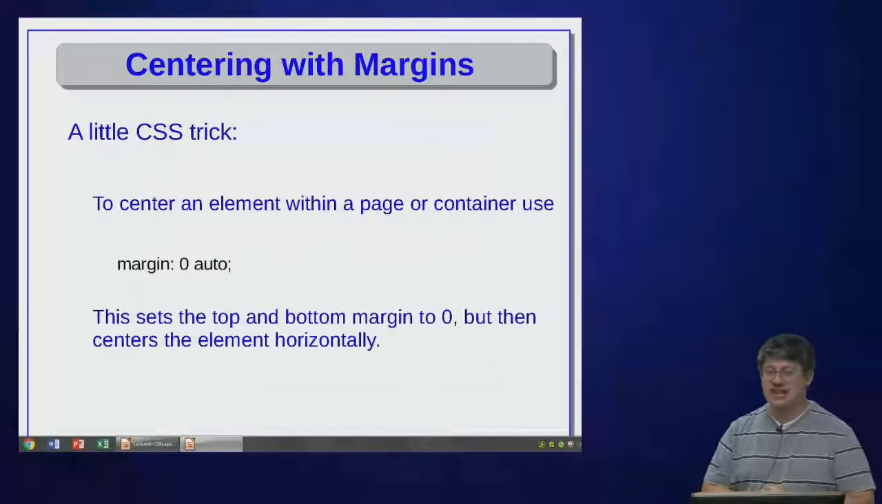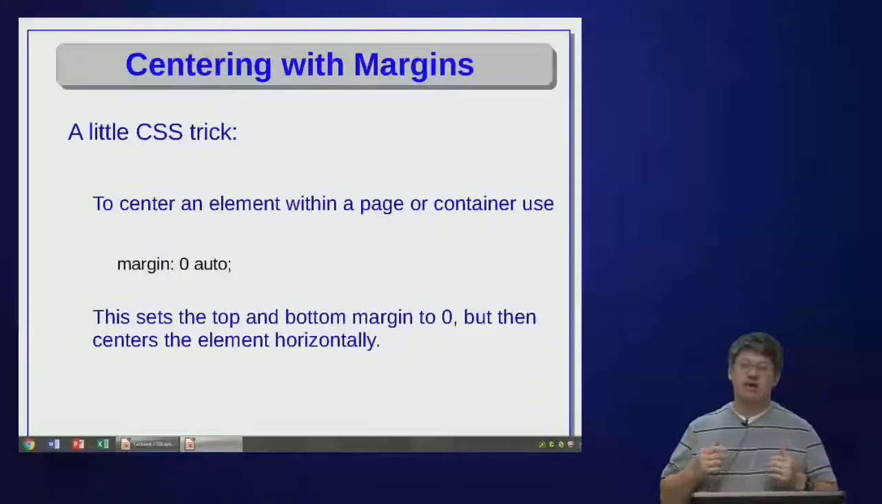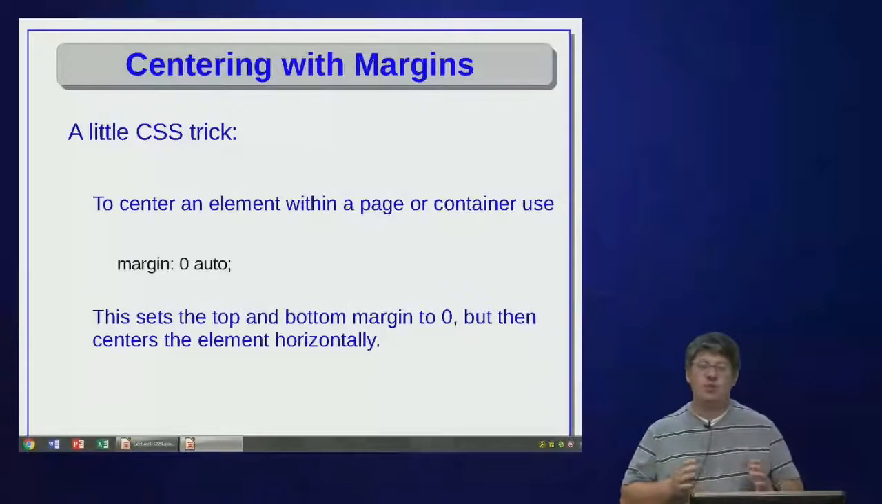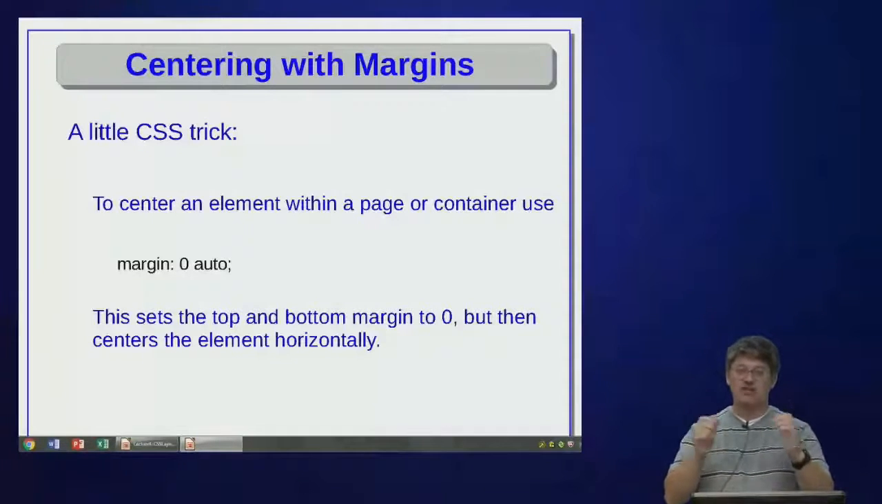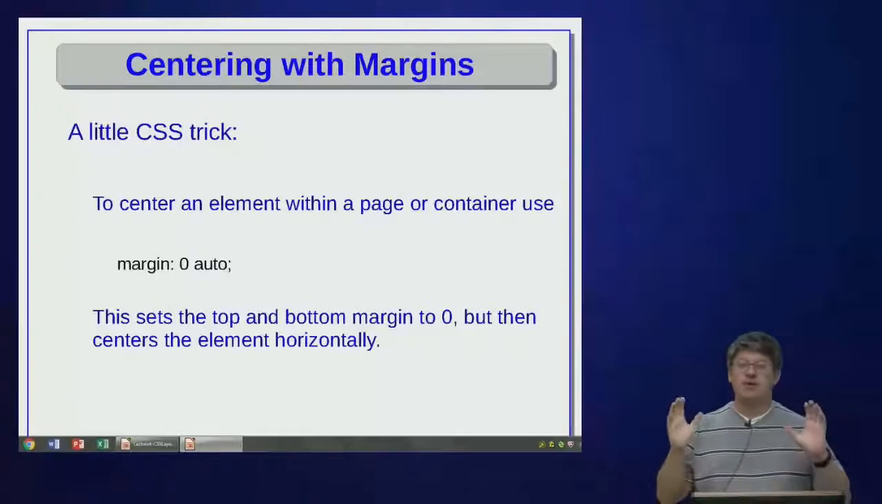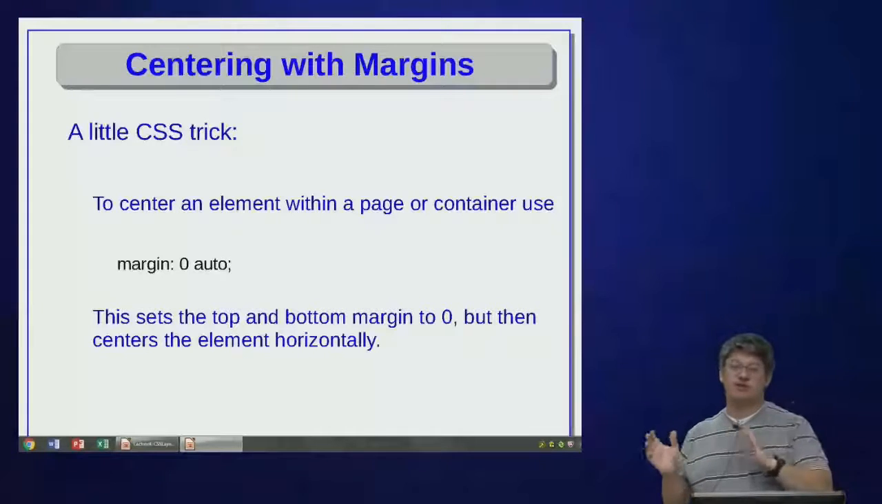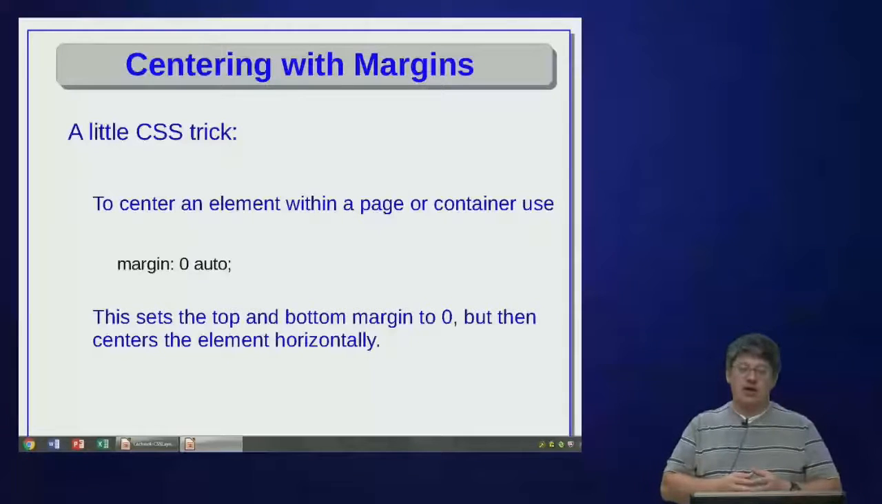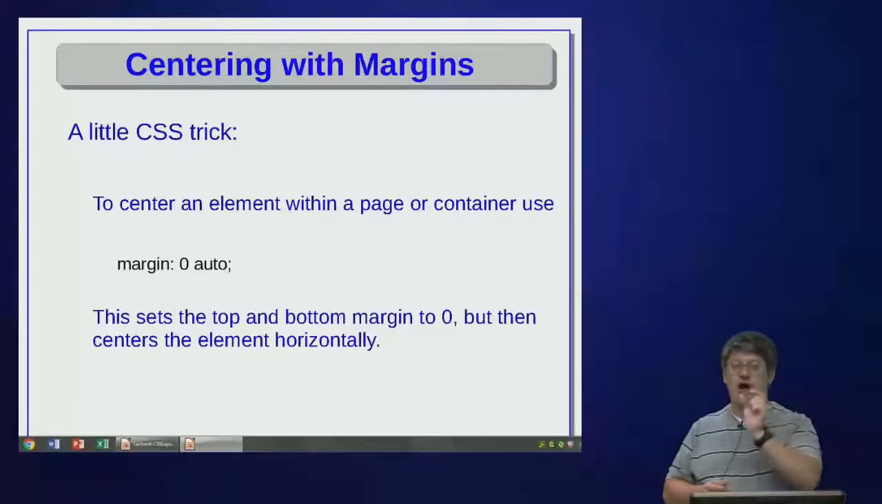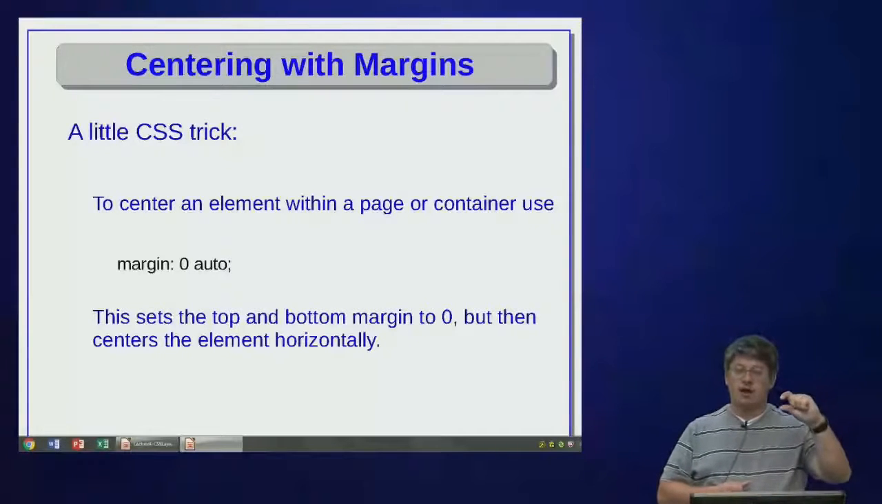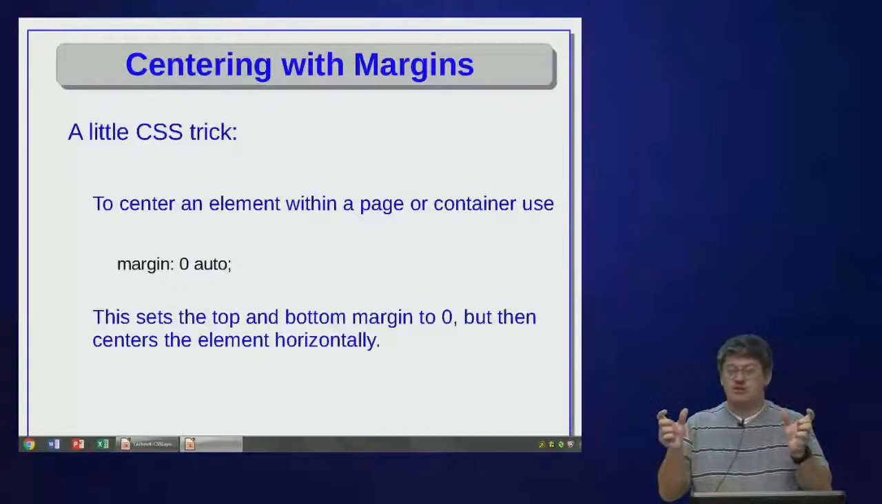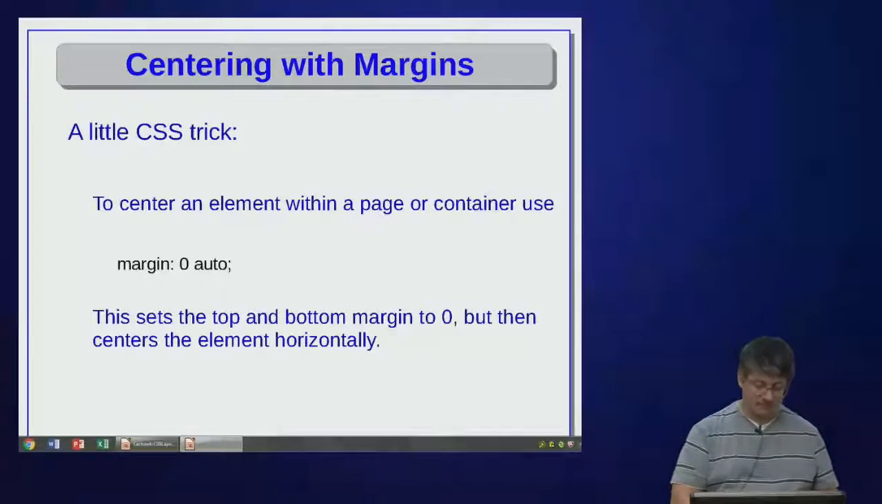So we can actually take advantage of margins to do a kind of neat positioning trick. If you want to center an element on a page or within a container element, you can do what's called the margin auto trick. There's a special value, auto, that you can set a margin to that will position it so that the left and right margins are equal. Basically, it'll figure out how to center it for you. So in this case, if we set margin to 0 auto, we'll give it no top and bottom margin, but we'll set the left and right margin so that the element is centered in the page.